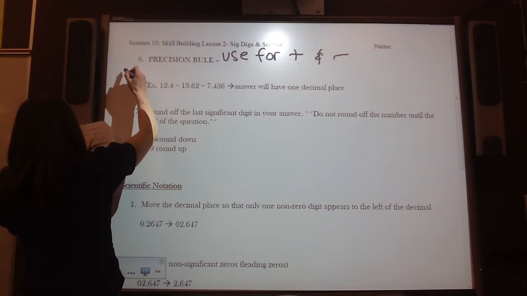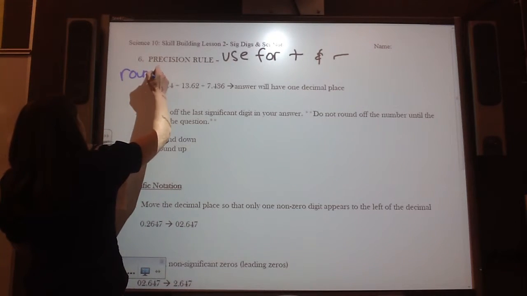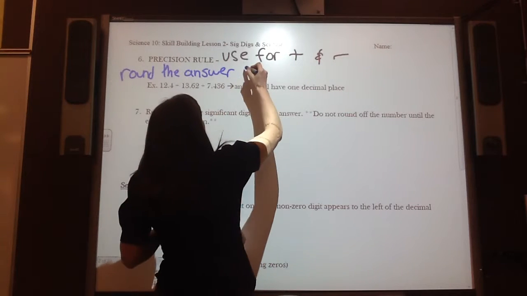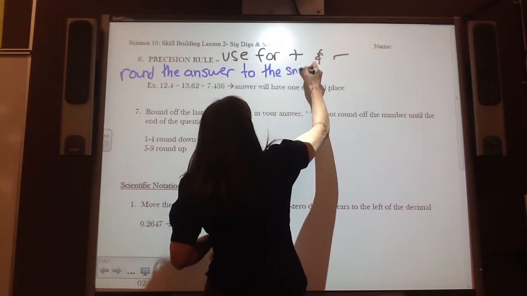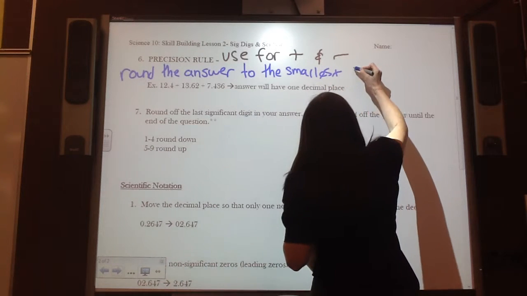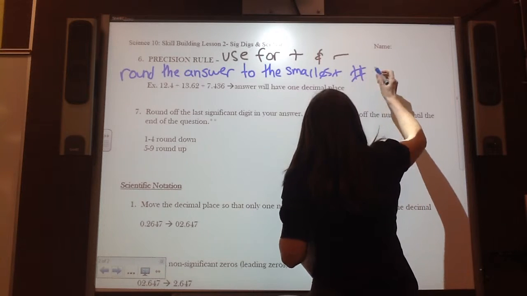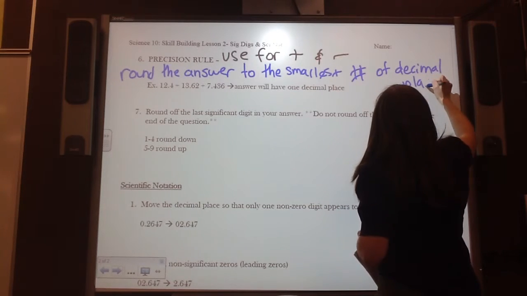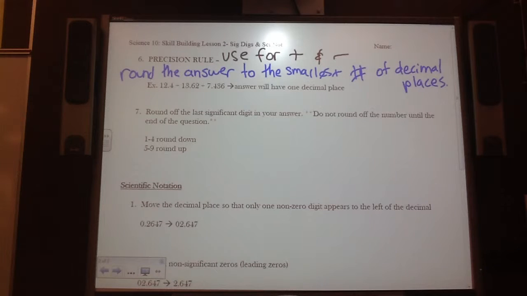But okay, so this rule says round the answer to the smallest number of decimal places. Okay, so this is a different rule. I only look at the decimal places. So counting the Sig Digs for this is a little different, which kind of throws a wrench into the whole thing. It kind of sucks, but we can do it.